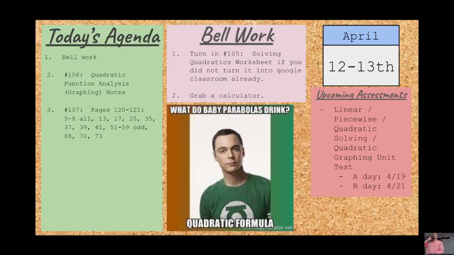Okay, I am asking for the solving quadratic practice that we did last time to be turned in. Quite a few of you already did that in Google Classroom. I think I opened it up after I saw you, but I guess you got the email. So if you didn't put it in Google Classroom, please make sure your name's on it and come put it in the basket before we get started here.